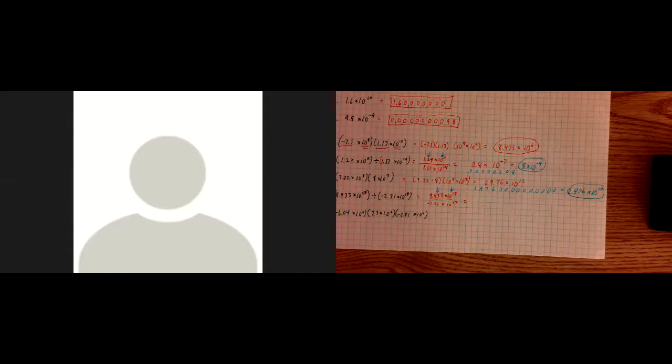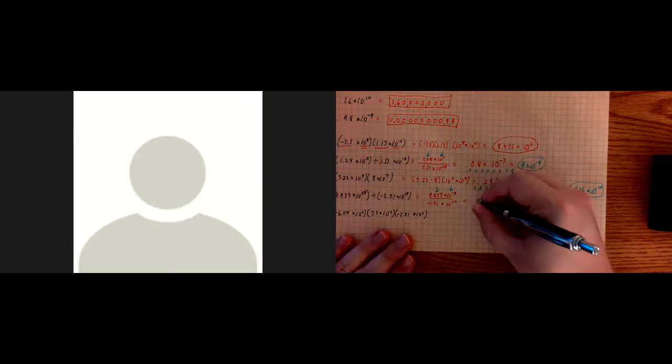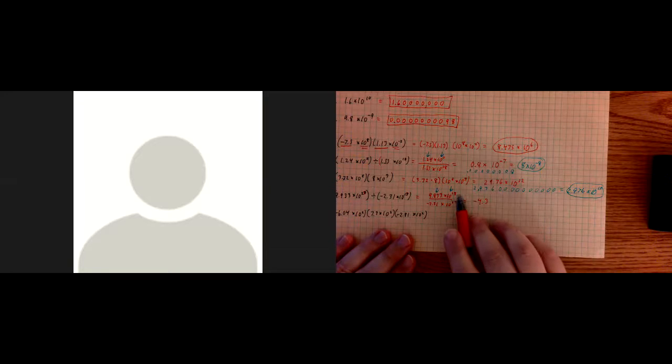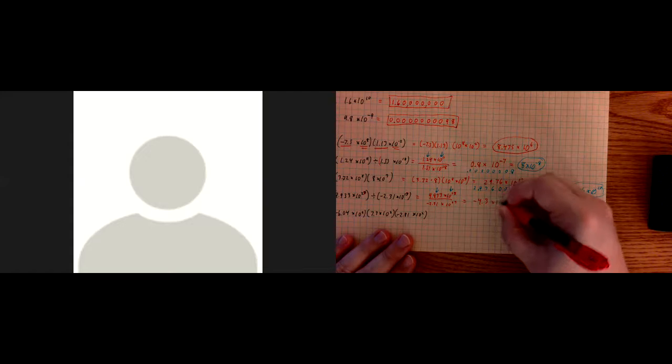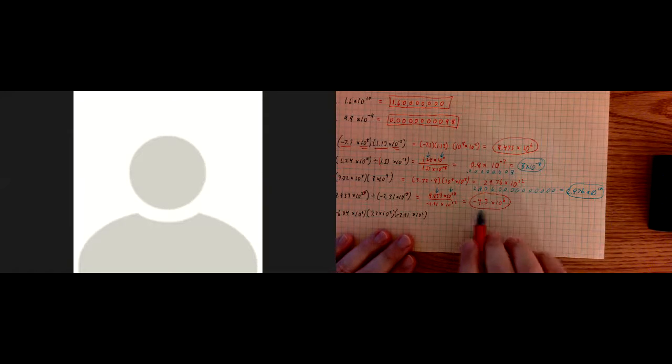So handy dandy calculator. 9.933 divided by negative 2.31. Well, that's a nice number. So we end up with negative 4.3. And then division becomes subtraction. So 23 minus 17 will become a 6. This number is between 1 and 10, and so it's good.